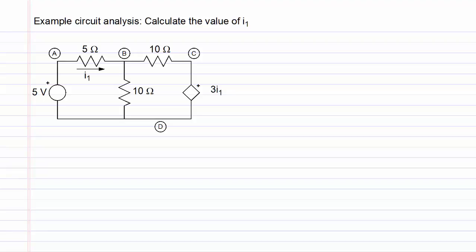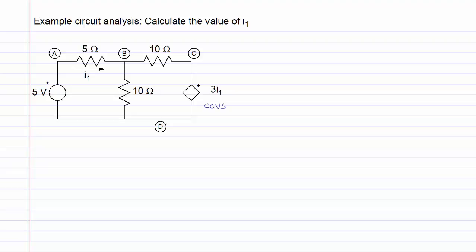In this video, we will give an example of circuit analysis. For the circuit shown, we would like to calculate the value of I1, which is the current flowing through the 5 ohm resistor. The circuit contains a 5 volt independent voltage source, 3 resistors, and a control source, which is shown with the diamond symbol. The control source is a current controlled voltage source, or a CCVS.